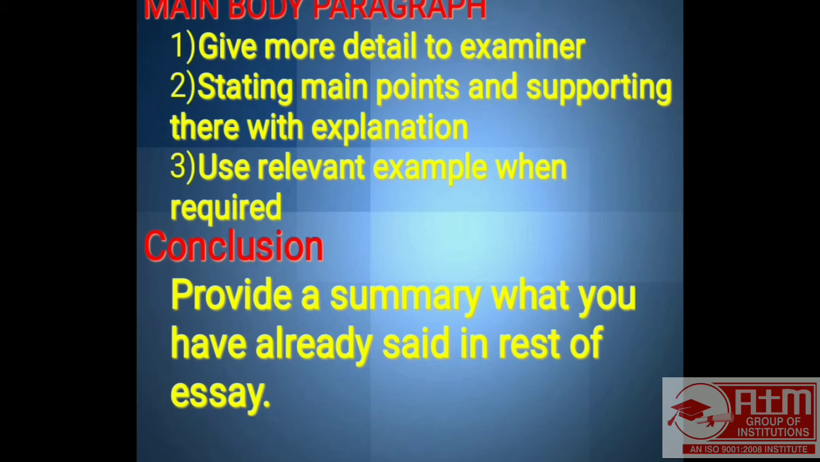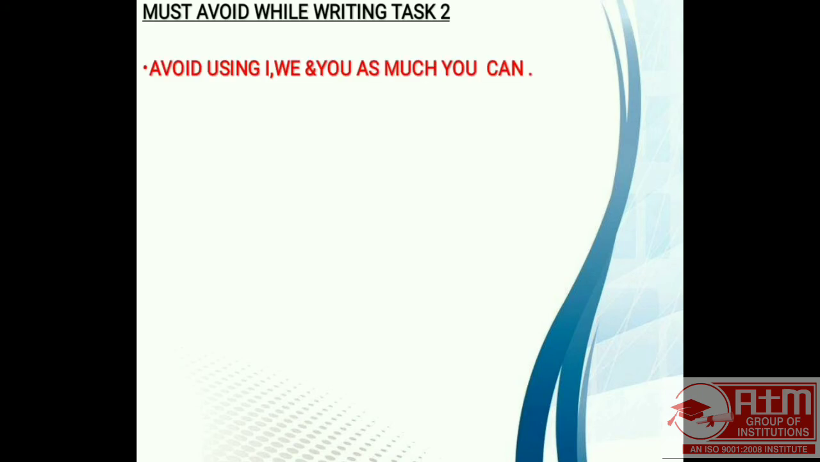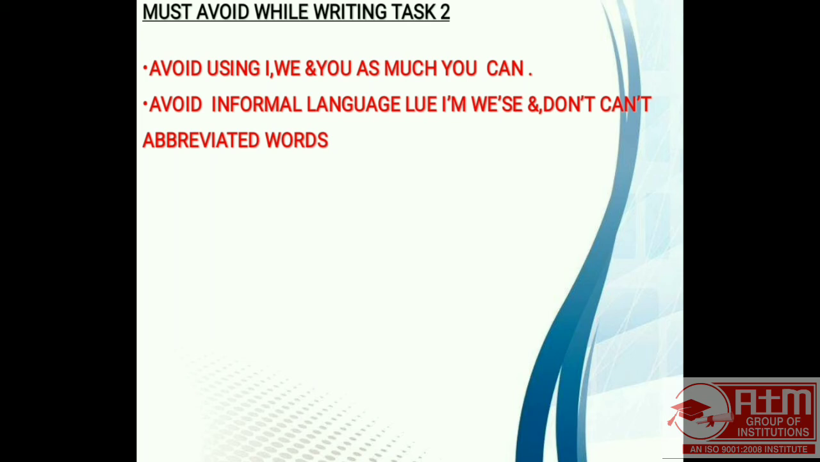Okay. So the next thing which I'm going to share with you is all about what to avoid while writing Task 2. Guys, this section is very important because students generally make the same mistakes in writing task. First, avoid using I, we and you as much as you can. Mostly students write I am going to explain, we are going to explain. It should be written in the introduction once or in the conclusion once. But it cannot be written in the body paragraphs, and it cannot be written more than 2 times.